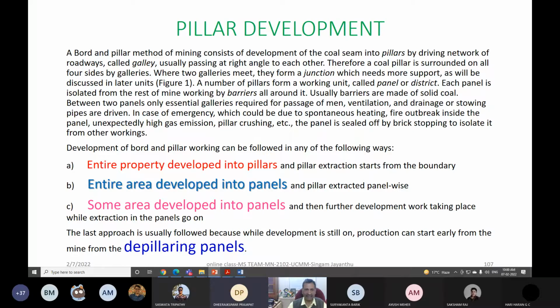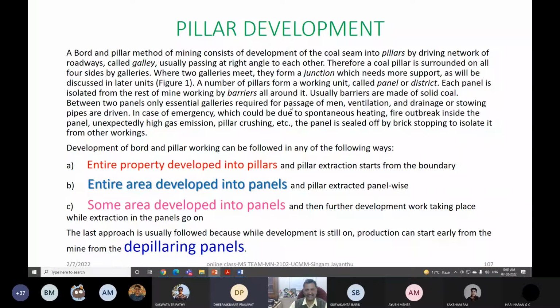Okay. Now, a number of pillars form a working unit called a panel or a district. Very simple definition, where there may be 10 pillars, 20 pillars, along strike maybe 5, and along dip maybe 3 or 4. So 15, 20 pillars put together, we are calling it a panel or a district, where each panel is isolated from the rest of the mine workings by barriers all around it. Already I have shown you, that is the reason why I have taken you into the mine and showed all this. And usually barriers are made of solid coal. Already you have seen that between two panels.